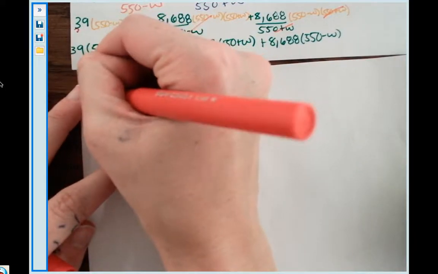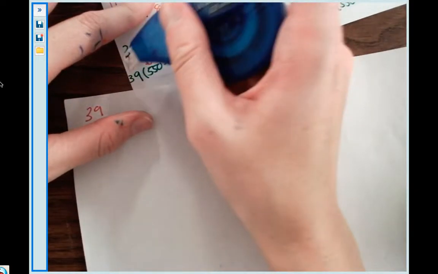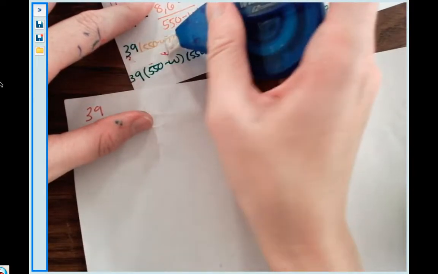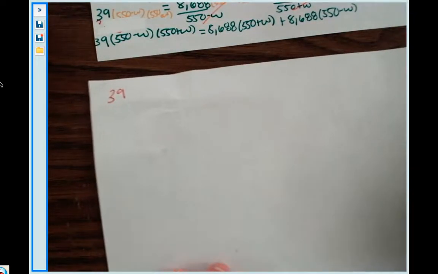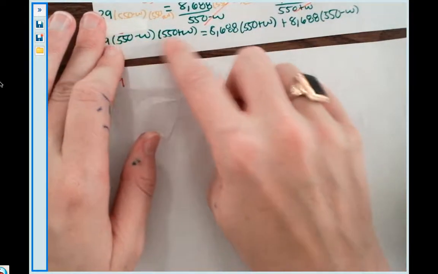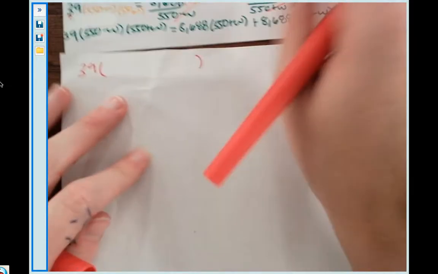All right, so 39 is going to distribute to each of these. Or no, sorry, don't do that. I'm going to leave my 39 there, and I'm going to distribute these two together. Okay, now let's get going. And everything I distribute, I'm going to put in this parenthesis.